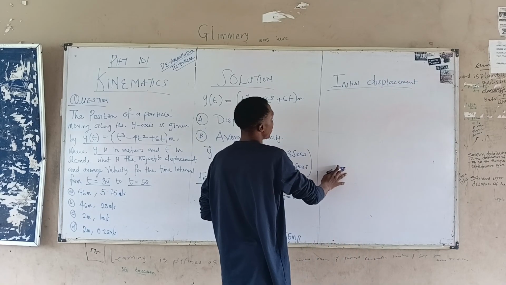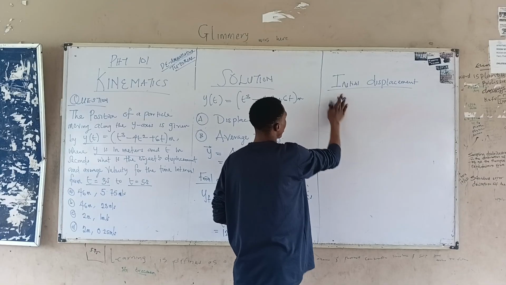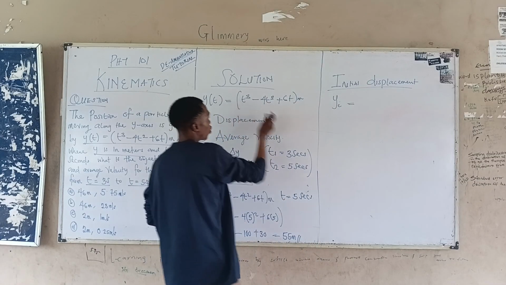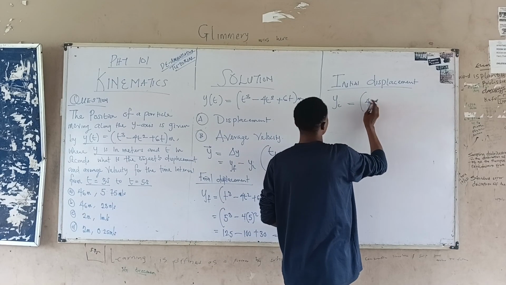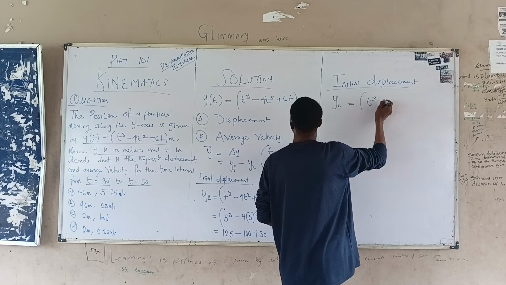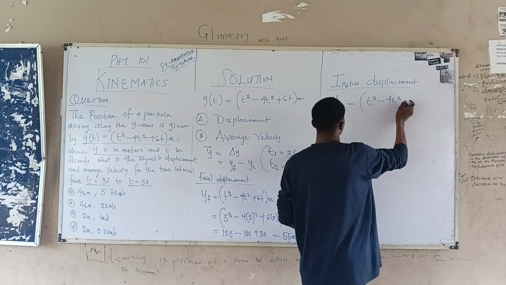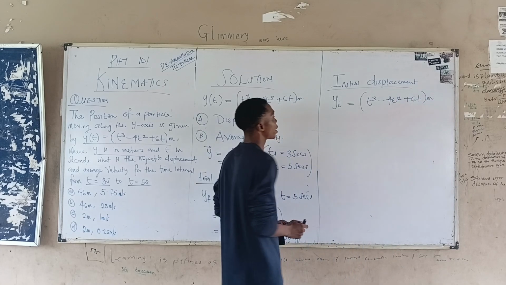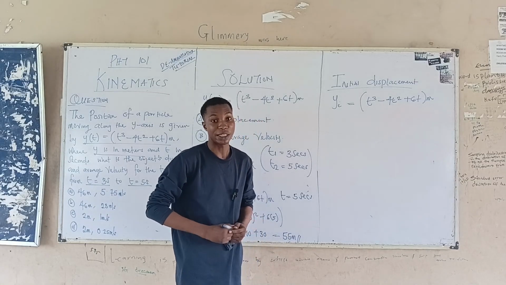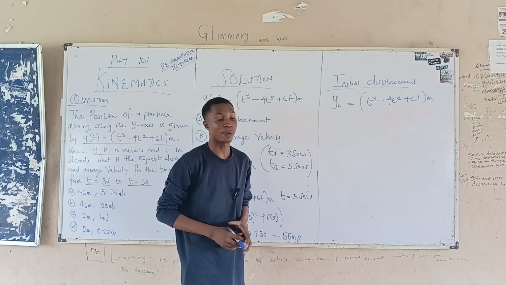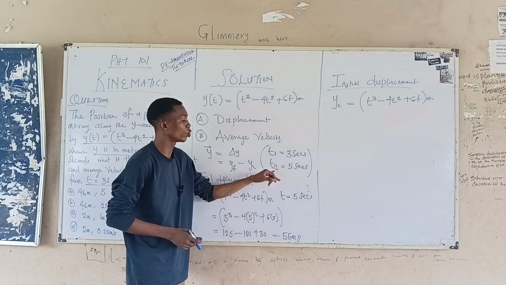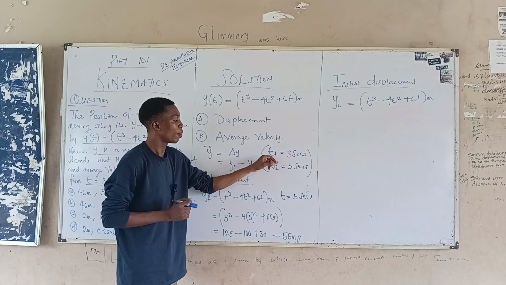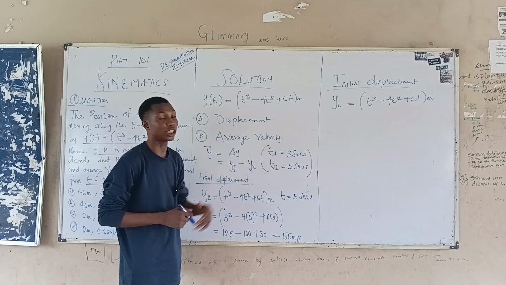So our initial displacement, we are still going to follow the same equation. Your kinematic equation is given as y equals 4t to the power of 3 minus 4t squared plus 6t, closing the bracket, meter. So how can we get our initial displacement? Remember I told you that our t2 represents our final time and our t1 represents our initial time.